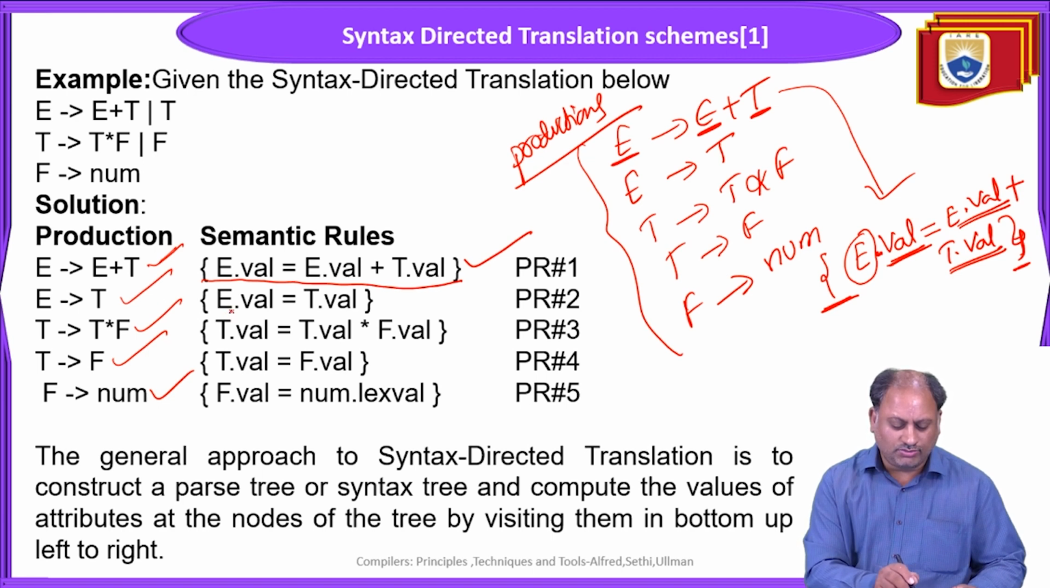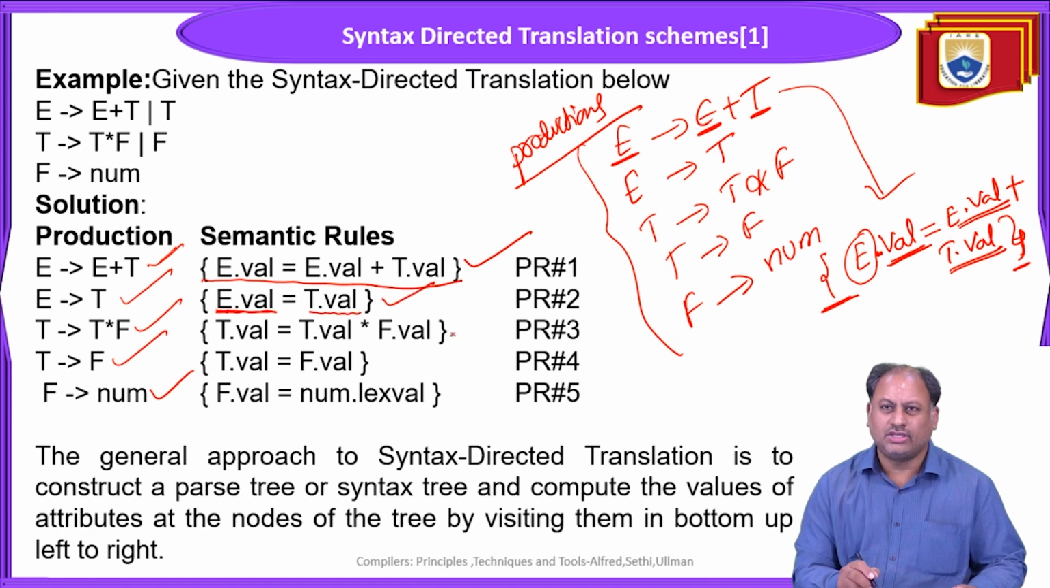So for the second one, what is the attribute association value? E dot val, that is the left hand side, and the right hand side contains T. So that is to be written as T dot val. Now it is also completed. So say production rule 1 is completed by inserting that attribute association within curly braces for each of the variables, then we can say the semantic rule is completed.